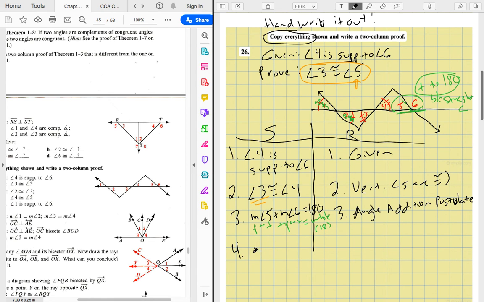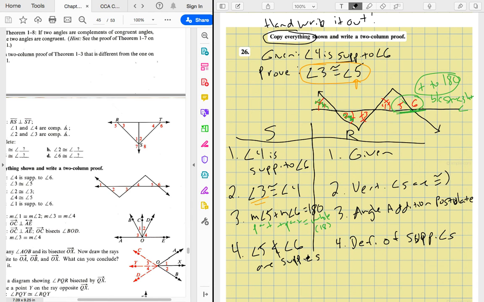So that means that angle 5 and angle 6 are supplementary angles, right? They add to 180. That's exactly the definition of a supplementary angle. Supplementary, those are the pairs of angles whose measurements sum to 180 here. So this is the definition of supplementary angles, which gets us to establish that angle 5 and angle 6 are supplementary angles.